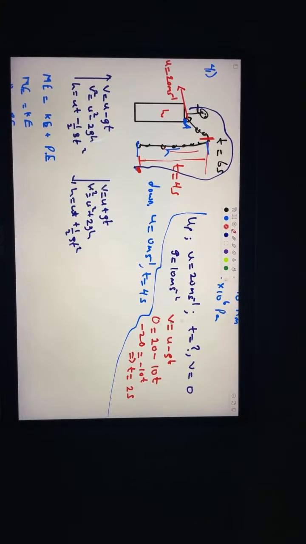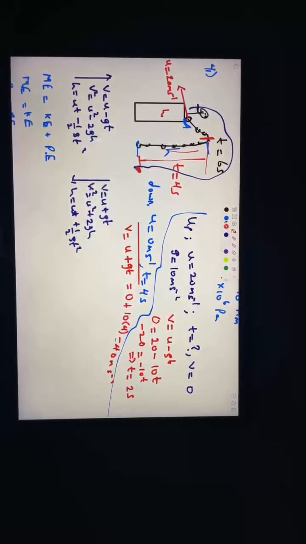Okay, very good. So, to get kinetic energy, what do I need? I need V. That means I should not waste my equation here. I should use this parameter to get my V. So that will be V equals U plus GT. Since it is coming down, that will be 0 plus G is 10, times 4. That will be 40 meters per second. So I have my V.